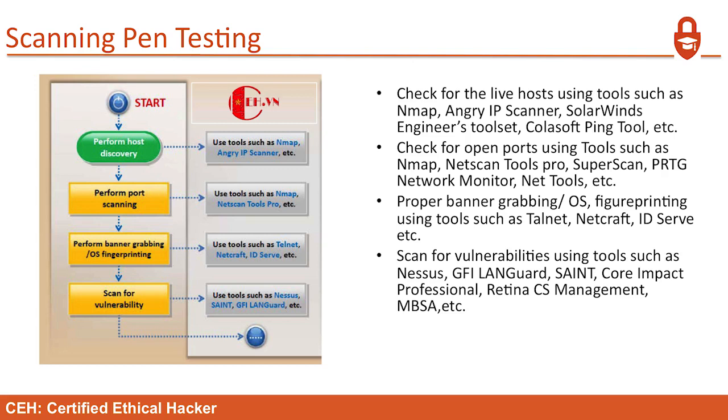So when we do the port scanning, we're going to use Nmap again, with NetScan Tools Pro, etc., tools like that. Again, Nmap, very flexible tool. Between Nmap and Burp, there's probably not much you can't do if you have the Pro version of Burp, which is cheap. It's like 300 bucks. Perform banner grabbing and OS fingerprinting. You're going to use tools like Telnet, Netcraft, ID Serve. Scan for vulnerabilities. You're going to use Nessus, Saint, and GFI LandGuard. We're not going to use GFI LandGuard.